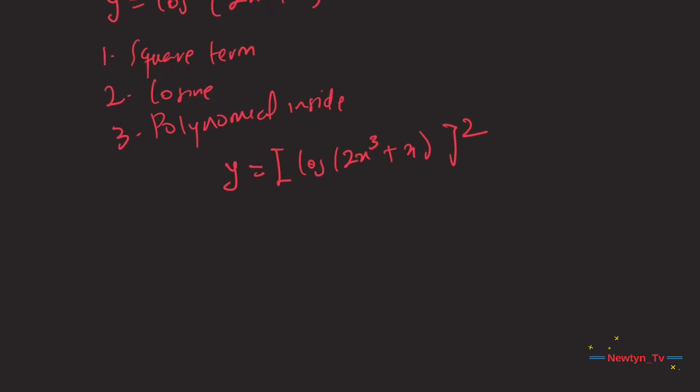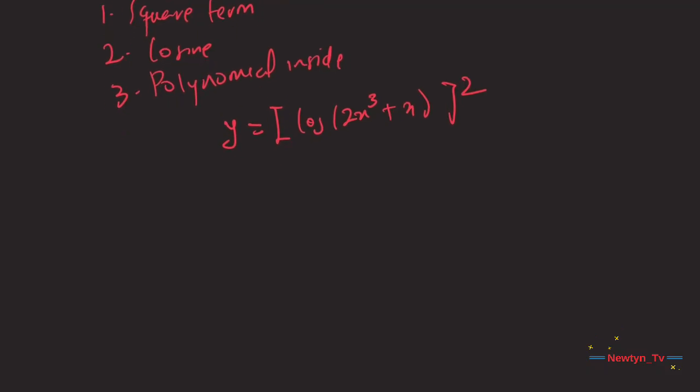Perfect. Now, let's find the derivative of the outer layer, okay? Derivative of the cosine, derivative of the inside. So we are going to have 3 things right here. So the first one is the derivative of the outer layer.